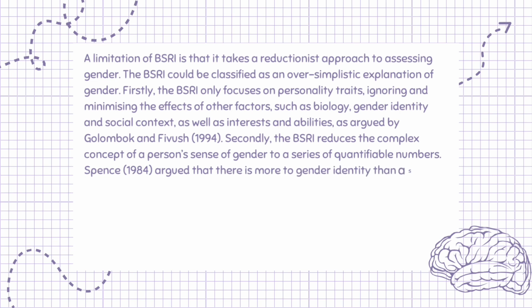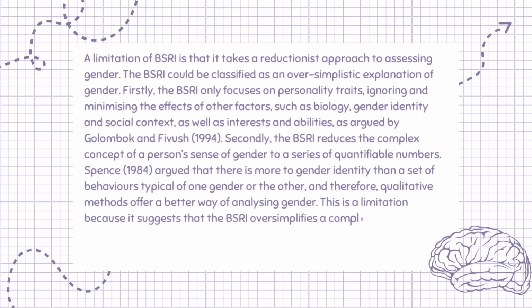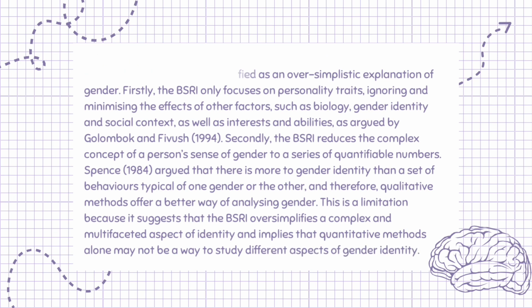Spence, 1984, argued that there is more to gender identity than a set of behaviors typical of one gender or the other, and therefore, qualitative methods offer a better way of analyzing gender. This is a limitation because it suggests that the BSRI oversimplifies a complex and multifaceted aspect of identity and implies that quantitative methods alone may not be a way to study different aspects of gender identity.